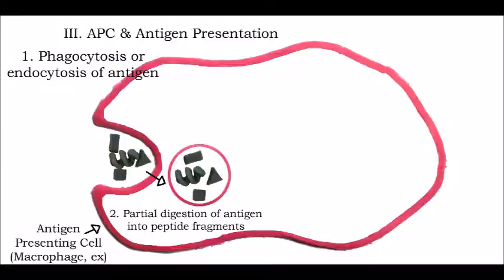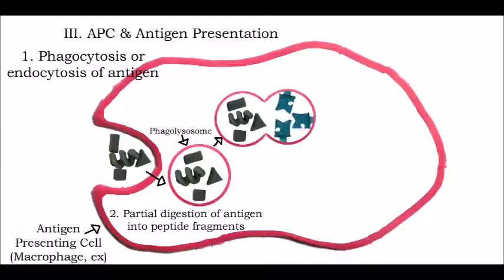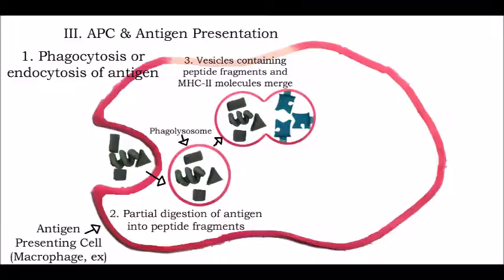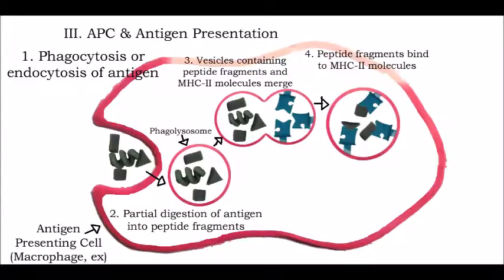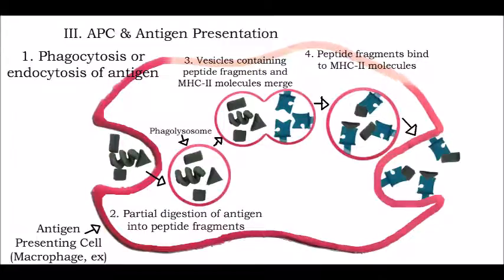2. Partial digestion of antigen into peptide fragments in the phagolysosome. 3. Vesicles containing peptide fragments and MHC-II molecules merge, vesicle coming from Golgi. 4. Peptide fragments bind to MHC-II molecules. 5. Vesicle fuses with plasma membrane.